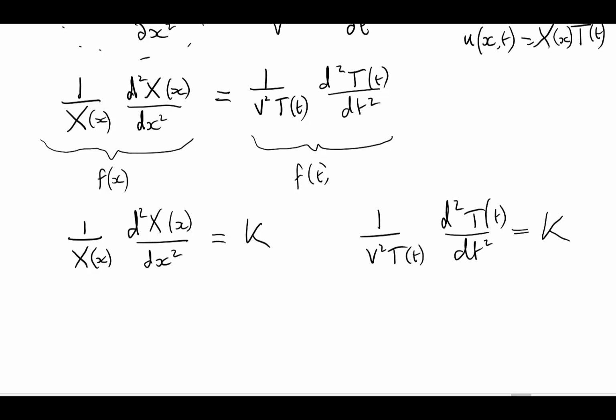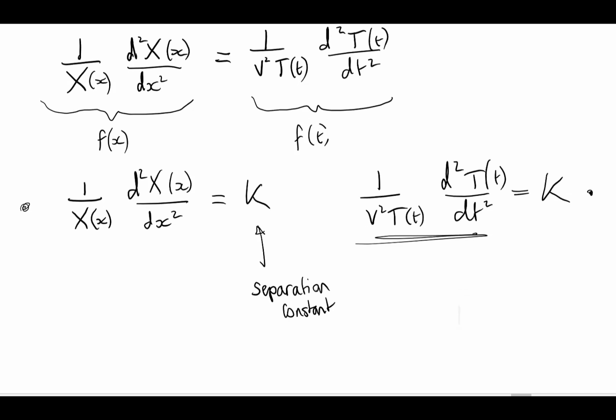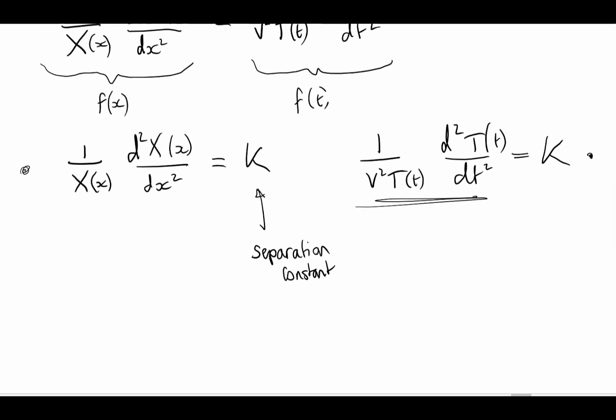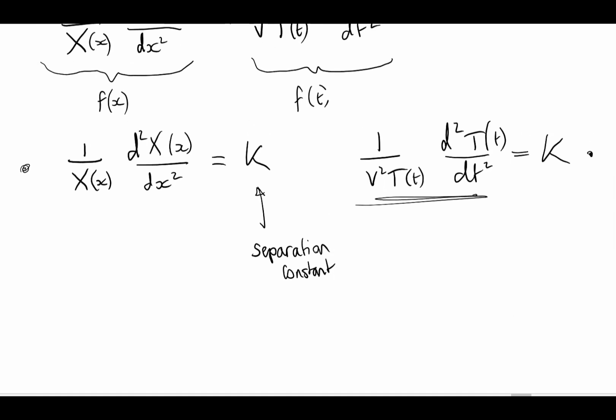So we can vary the left hand side until we've got a value of k, and we can vary the right hand side until we also get the same value of k, and that k we're going to call our separation constant. So this k is going to be called our separation constant. The important thing here to recognize is when we've separated these terms.